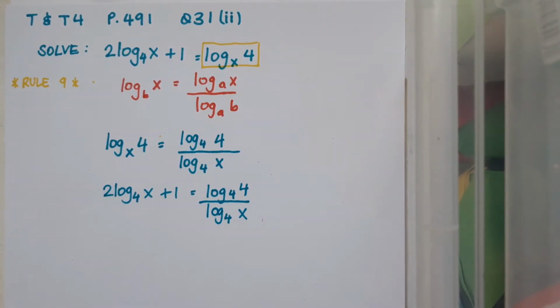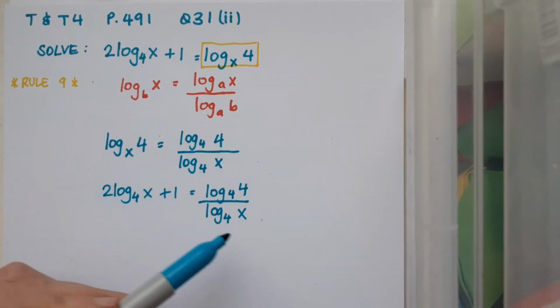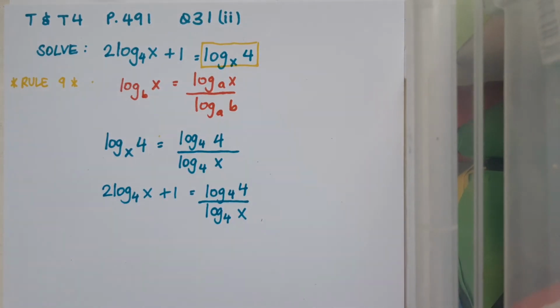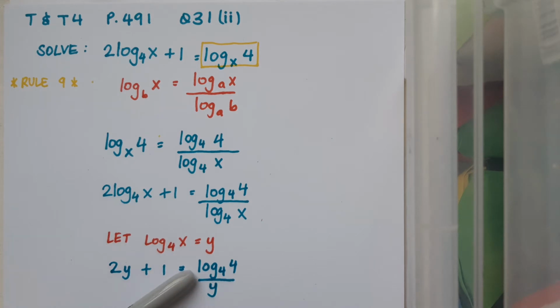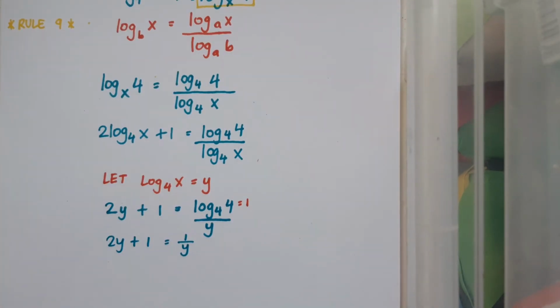At this point, I can see that I've got log to the base 4 of x several times throughout my equation. I'm going to replace this now with y. So I'm going to rewrite this line as 2y plus 1 equals log to the base 4 of 4 over y. Now, of course, bear in mind that this log to the base 4 of 4 can be written as 1. Once the base and the number are the same, the whole log reduces down to a value of 1. So I can rewrite my equation as 2y plus 1 equals 1 over y.